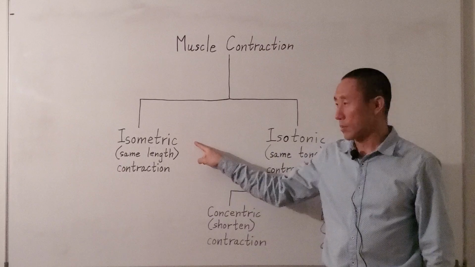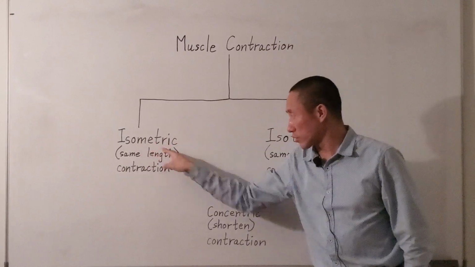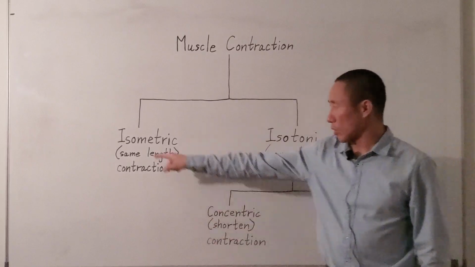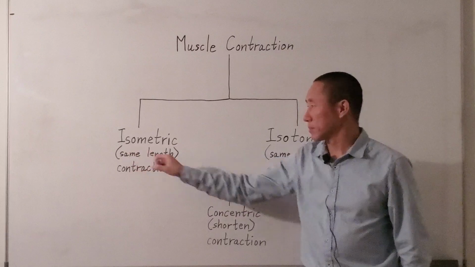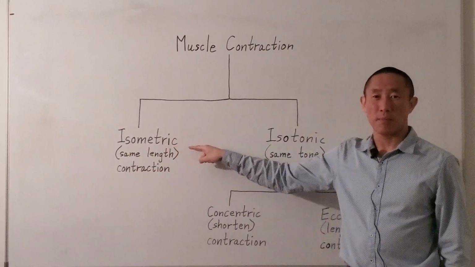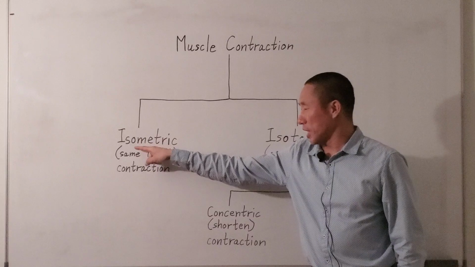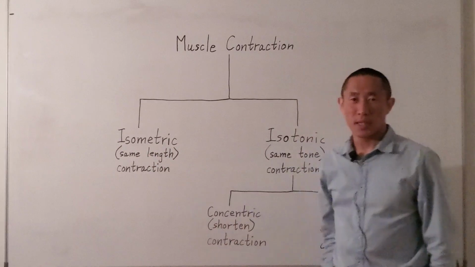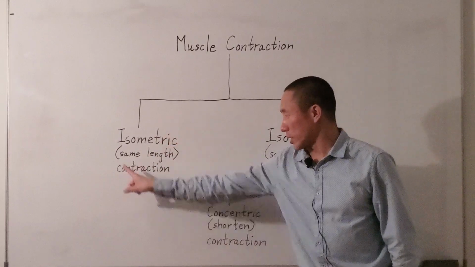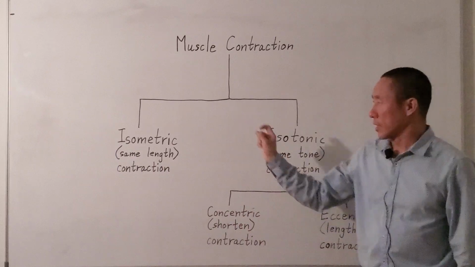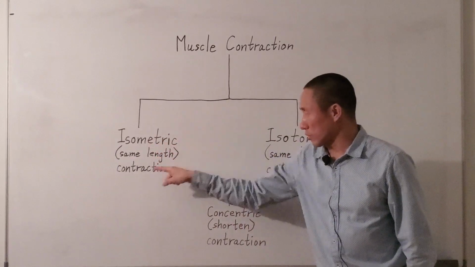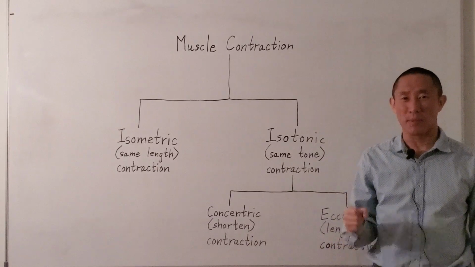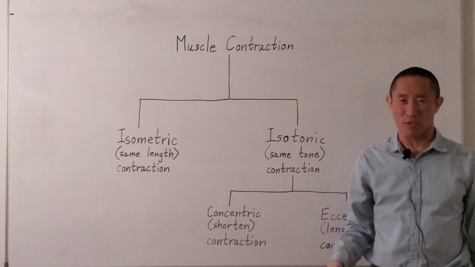If we look at the name isometric, then we will be able to tell what type of contraction it is. The word iso means same, and the word metric means meter. So we can see that it's isometer. So what does it mean? Same meter. And if you really look at the word, what does it mean as a whole? Isometric contraction is a type of contraction where the muscle has the same length while it is contracting.